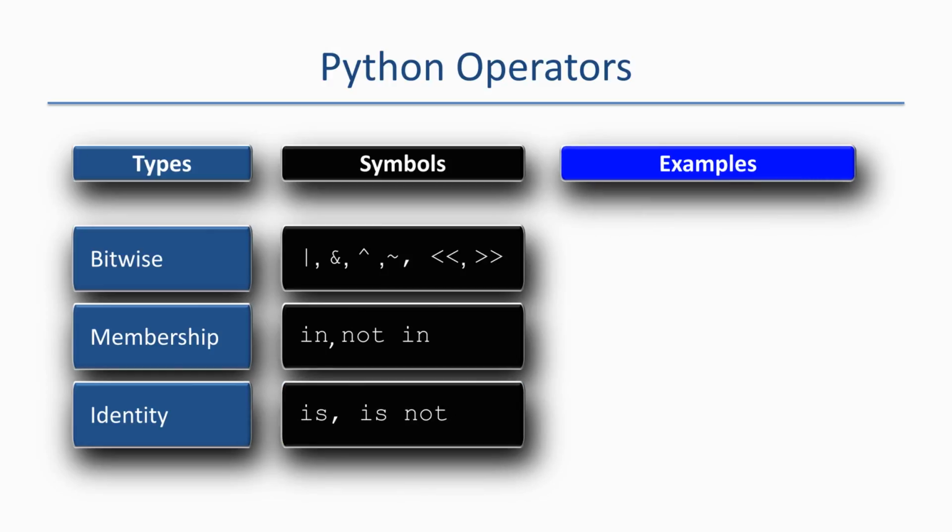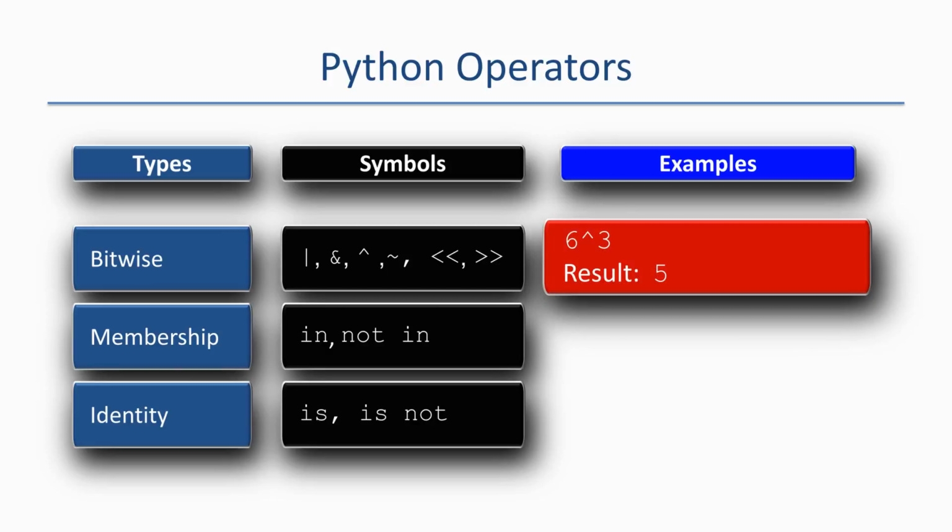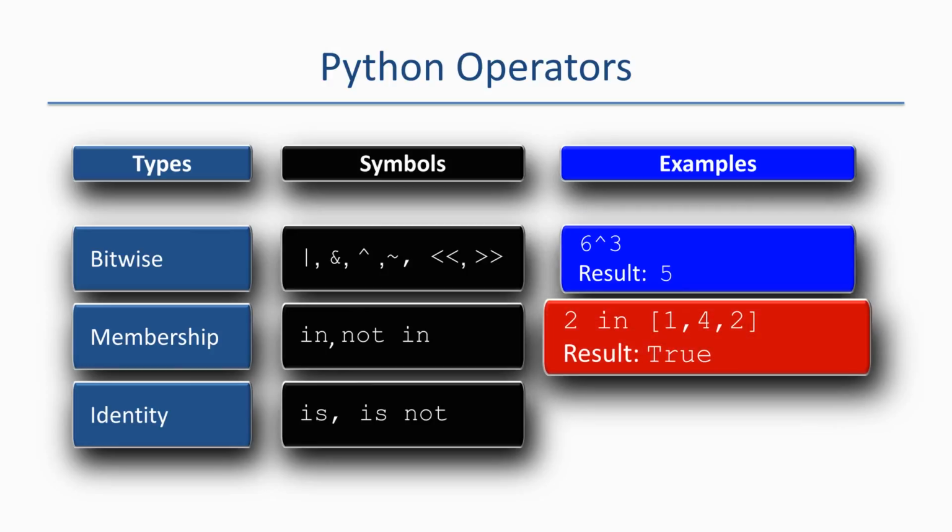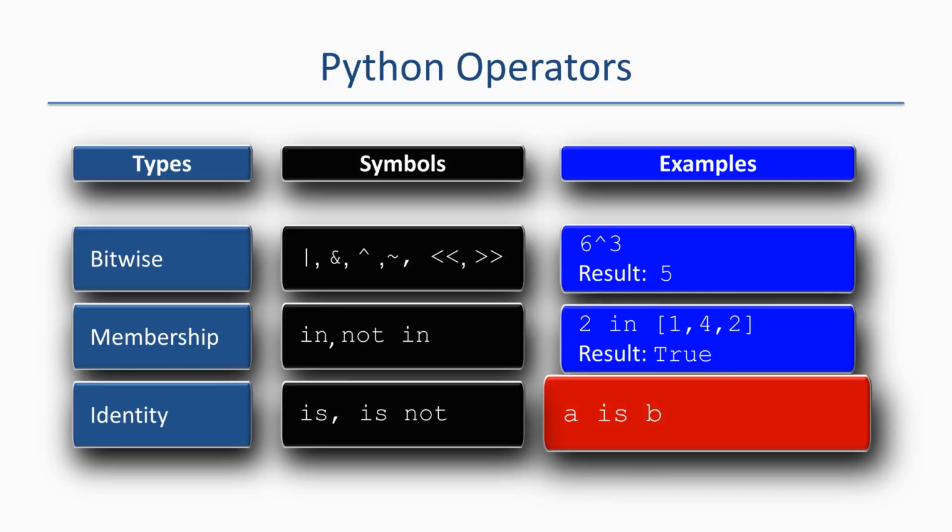And here are very simple examples of using these operators. For example, when you say 6 exclusive OR with 3, the result would be 5. Or when you say 2 in the list 1, 4, 2, the result would be true. Again, do not worry about these. These are just samples. And then A is B means if A and B are pointing to the same object, then the result of this operation would be true.